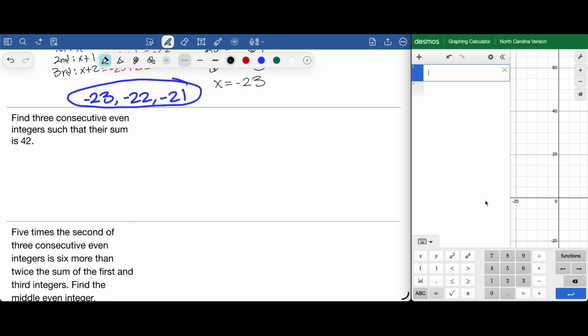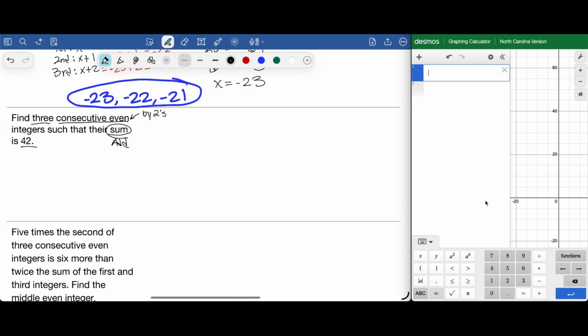All right, so example 2 says find three consecutive even integers such that their sum is 42. So our important information is that we need three numbers. They have to be consecutive even this time. And remember when we did before, evens are by twos, such that their sum has to be 42. So we got to add three of them together.